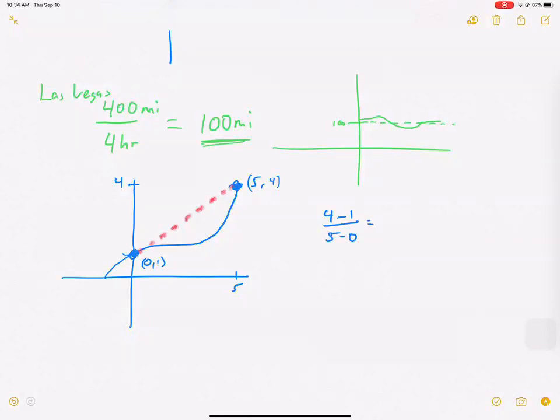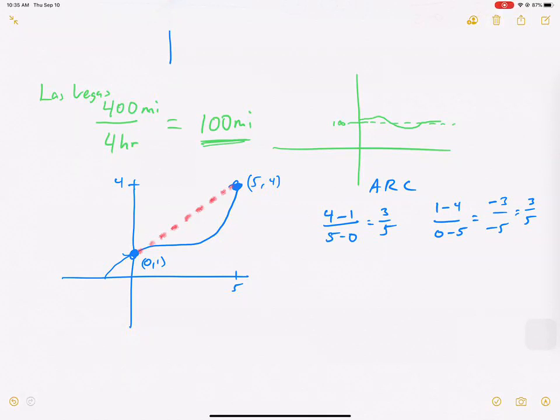What if I flip it? What if I write 1 minus 4 over 0 minus 5? Would it give us the same answer? Average rate of change. That would be 3 over 5, and this would be negative 3 over negative 5, which still would be 3 over 5.